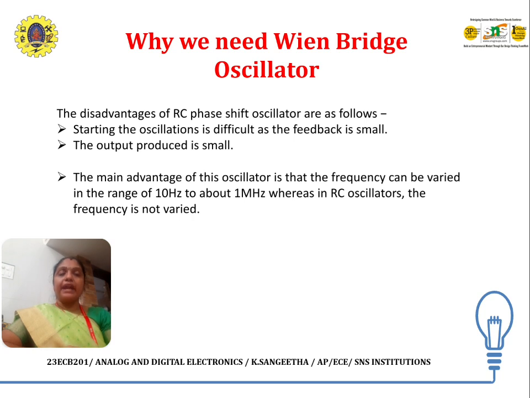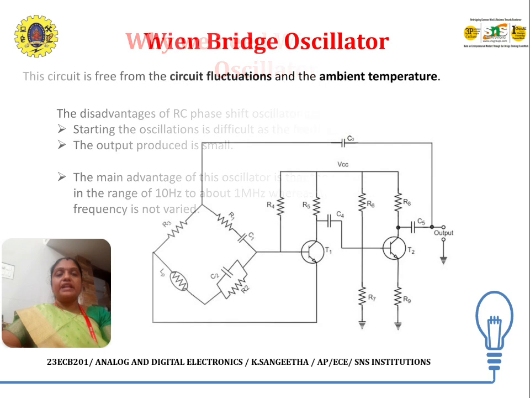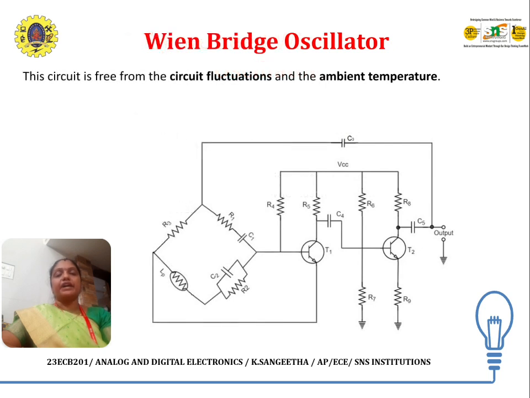And another main reason for using Wien Bridge oscillator is that the frequency can be varied. It can be varied from 10 Hz to 1 megahertz. So this is one of the main reasons. Next we will see the circuit diagram.